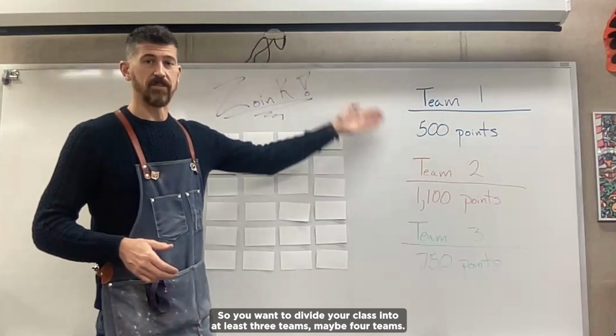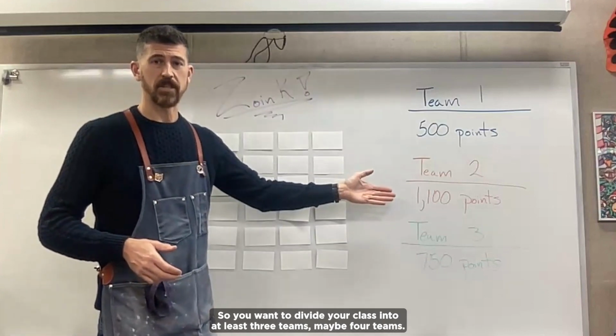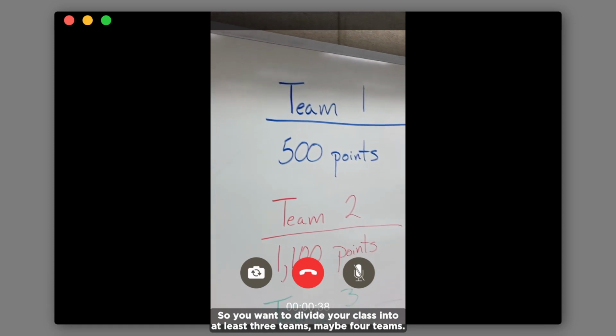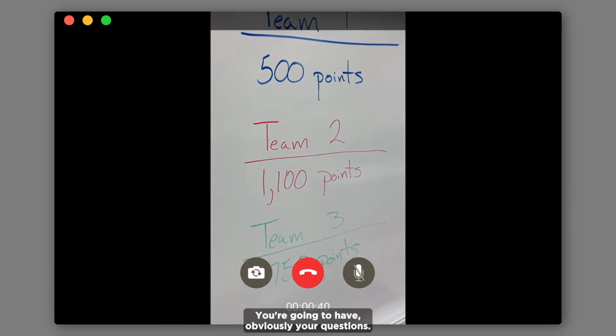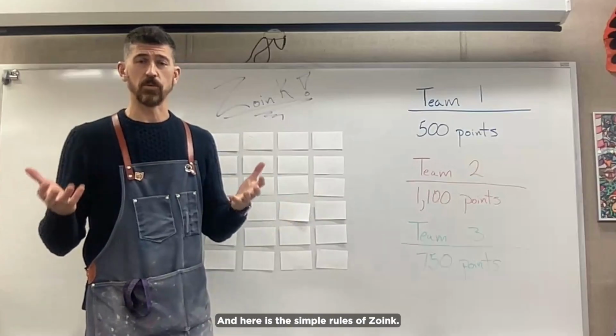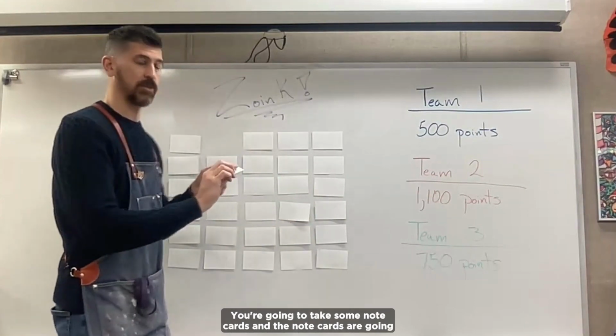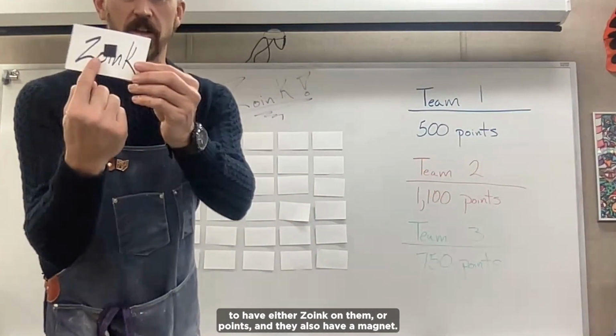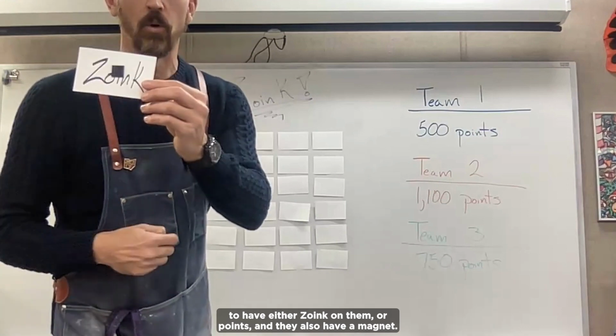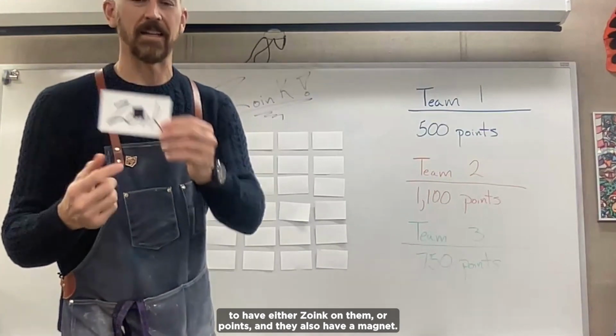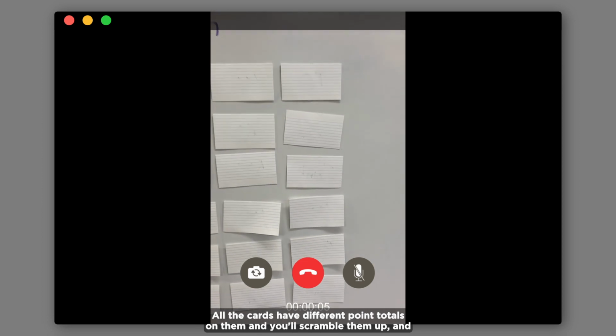So you want to divide your class into at least 3 teams, maybe 4 teams. You're going to have, obviously, your questions. And here are the simple rules of Zoink. You're going to take some note cards, and the note cards are going to have either Zoink on them or points. And they also have a magnet. All the cards have different point totals on them.